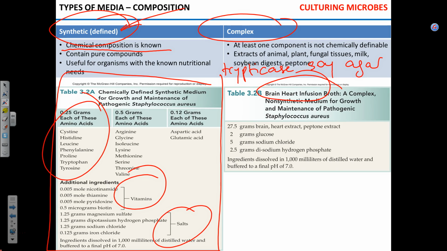Does that make sense? Say, we want to select for mutants that can survive without lysine. We take out lysine and we grow microbes on that medium. Does that make sense? We can manipulate it, okay? We can change it because we know the exact nutritional requirements for a particular organism.